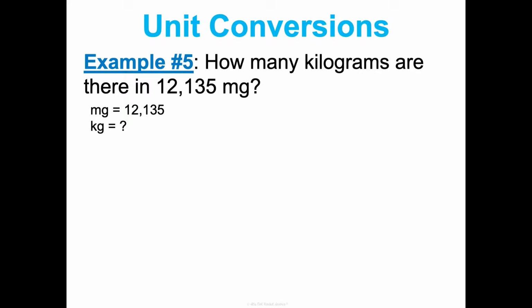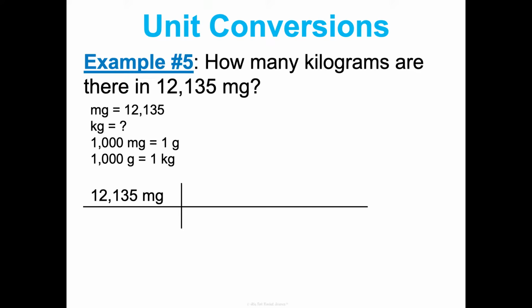Well, there's nothing that goes directly from milli to kilo, but we know that there's 1,000 milligrams in 1 gram. And we also know that there's 1,000 grams in 1 kilogram. So we can use these. So write the given number and unit. Okay, so 12,135 milligrams. Step 2, draw a picket fence. Step 3, let's fill in these conversion factors. And we're going to put the matching units opposite so they cancel out.